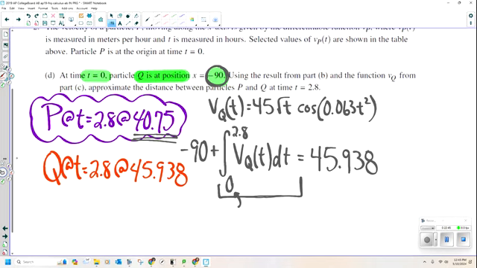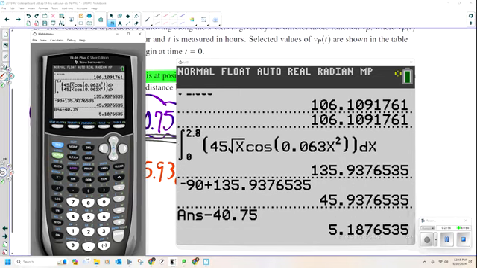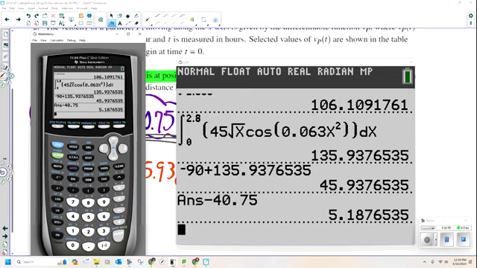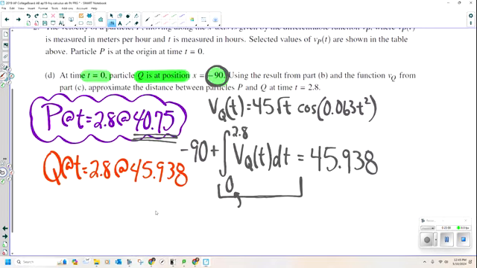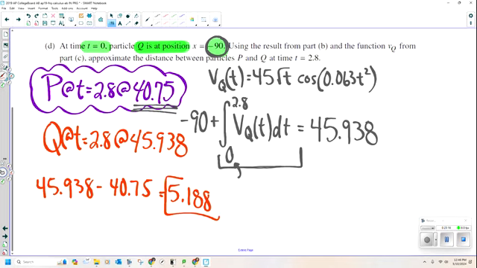What is the distance between them? We got to subtract. So we take this answer minus 40.75, and we get 5.188. We'll round that 7 up. So 5.188 is what we get. We take 45.938 and subtract 40.75. This is the distance between them. They don't ask us for labels. We are done. We killed it.